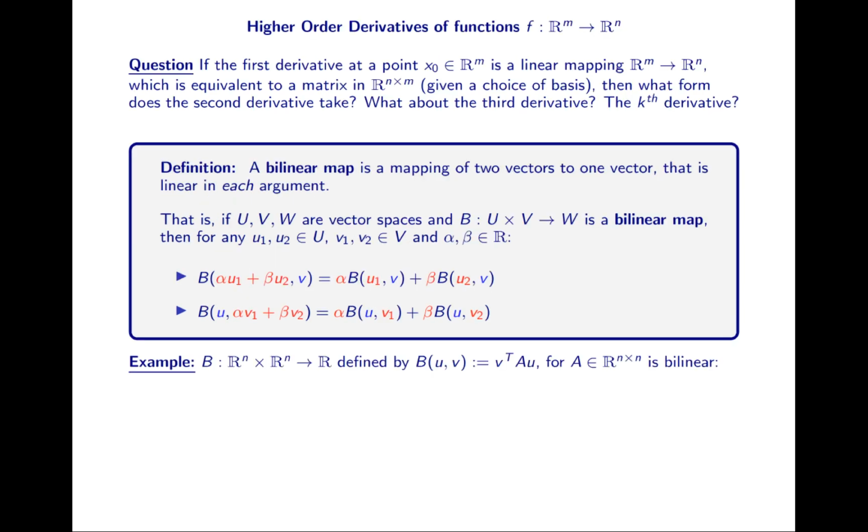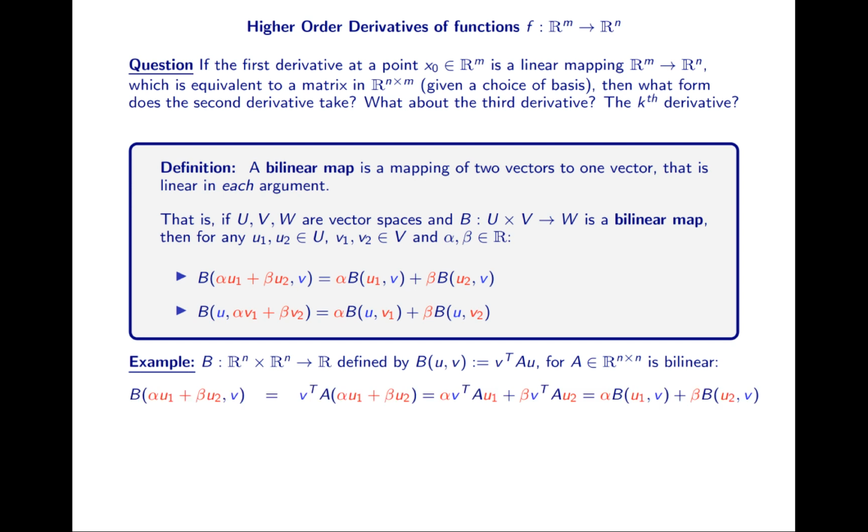So let's take a look at an example. Consider a bilinear map that maps 2 vectors from R^n to a vector in R. Of course, a vector in R is just a number, defined by the bilinear map B of U, comma V is V transpose A U, where A is a square n by n matrix. So that mapping is bilinear because, if V is kept constant, V transpose A U is linear with respect to the U argument, and if U is kept constant, V transpose A U is linear with respect to the V argument.